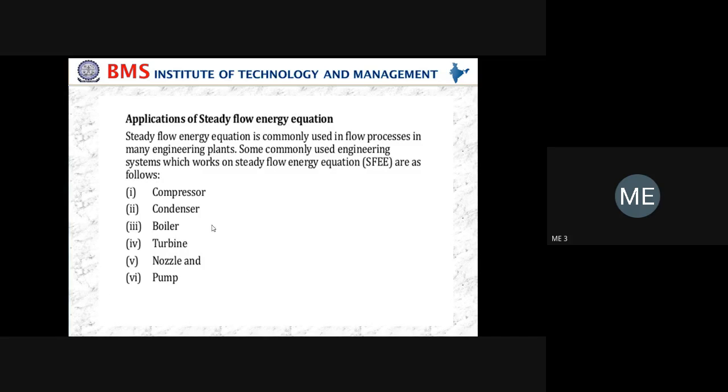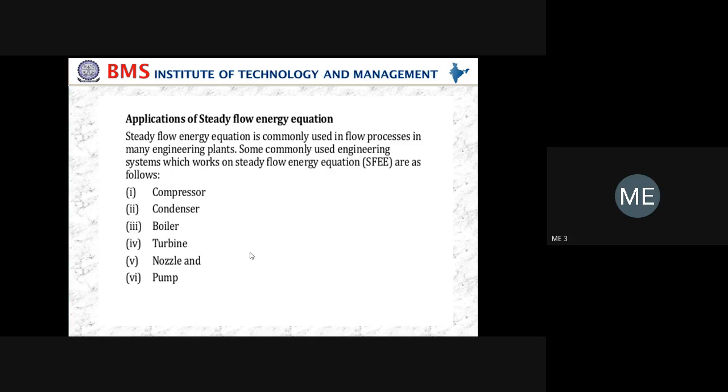Next, we are having the condenser. A condenser is a device where there will be a change in phase from vapor to liquid. That is condensation. And one more is evaporation. Evaporation means the change in phase from liquid to vapor. Okay, so that is the condenser.